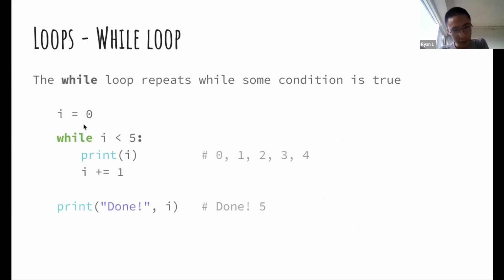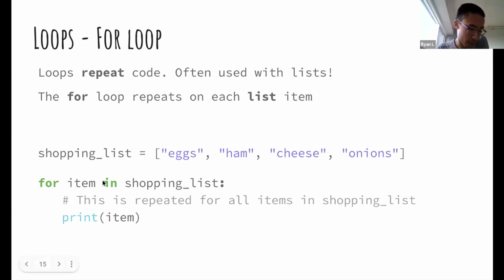For loops allow you to basically go through each item in a list. So if I do this, for item in shopping list, it starts with the 0th index of the list. So the first item in the list is set as item. Then the second time it runs, it's ham, then cheese and onions.